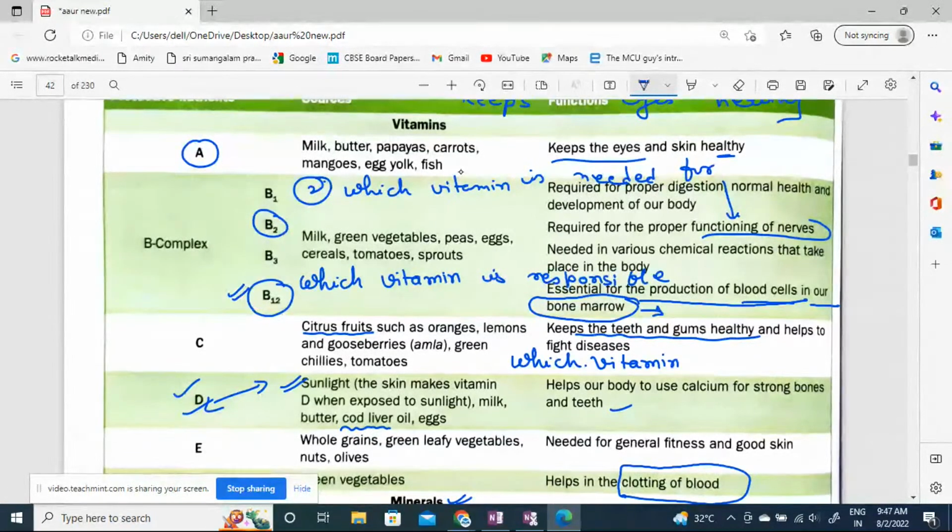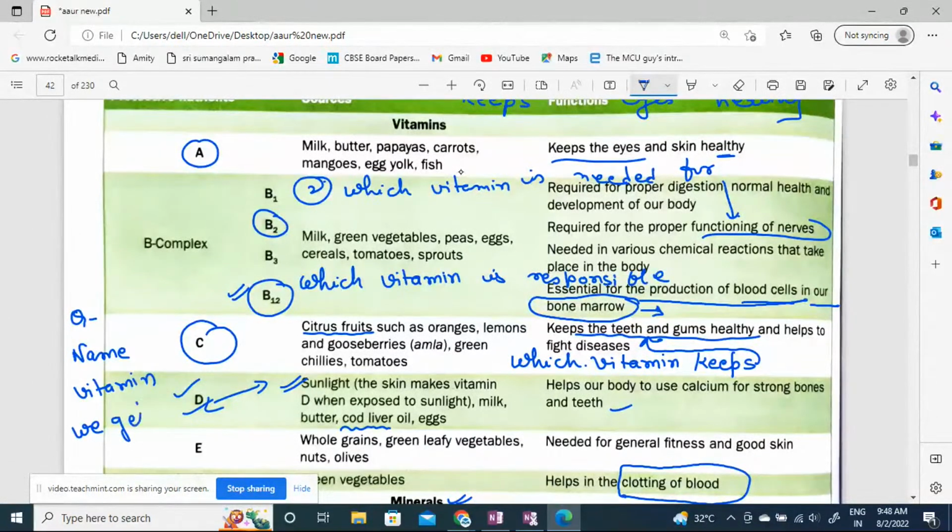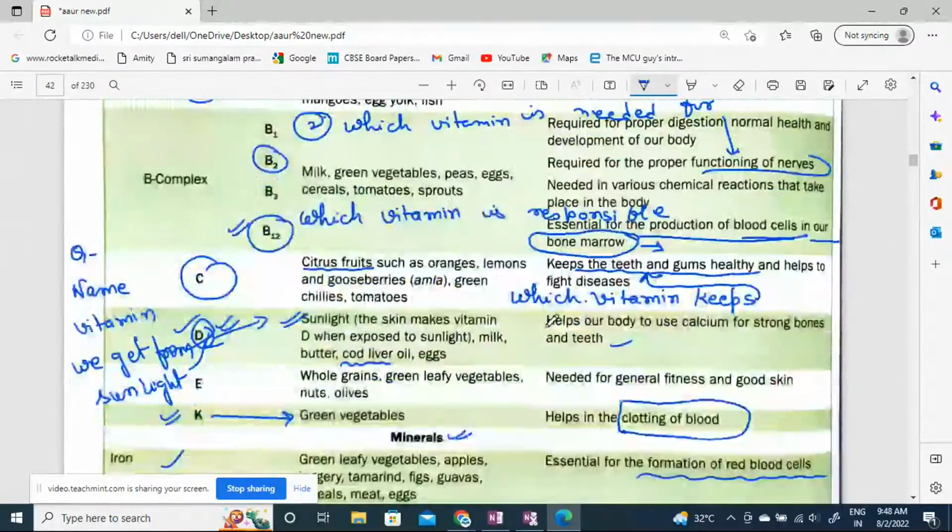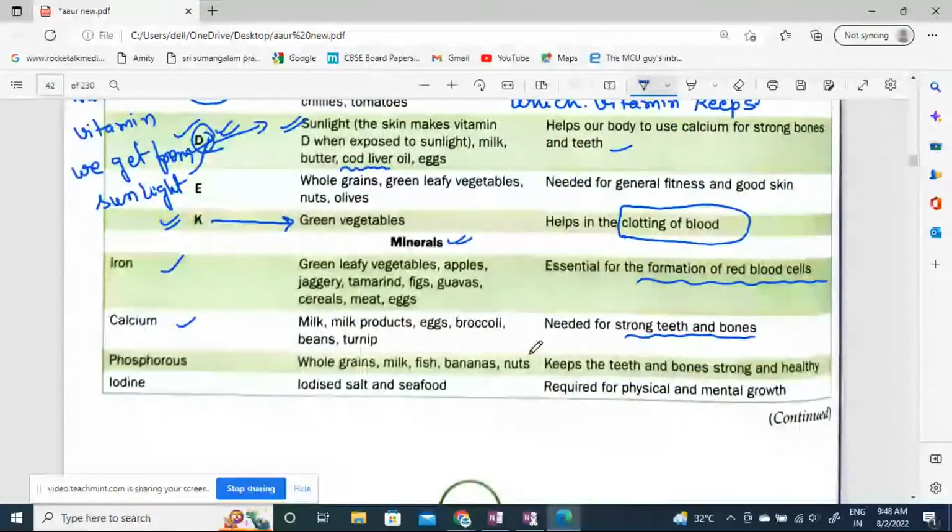Which vitamin keeps teeth and gums healthy? That is vitamin C. Then next question. Name the vitamin we get from sunlight. That is vitamin D. Name the vitamin we get from sunlight. Yeah.